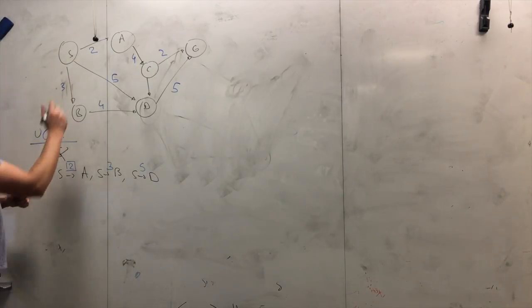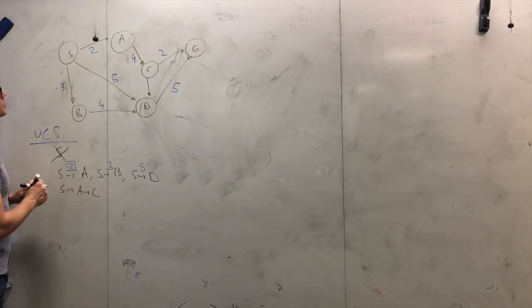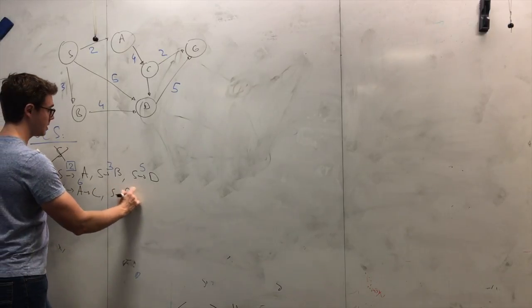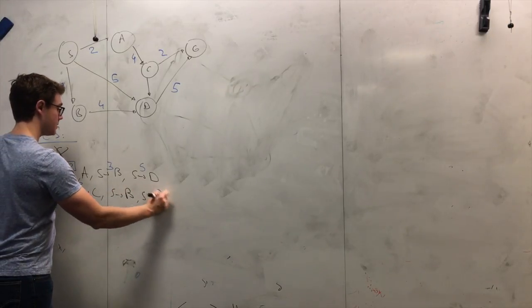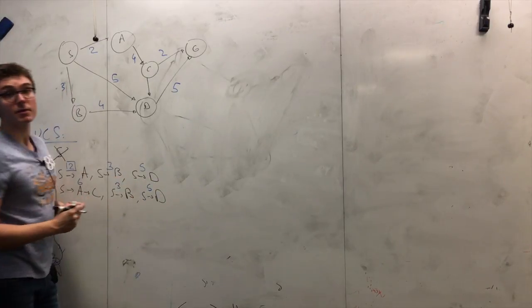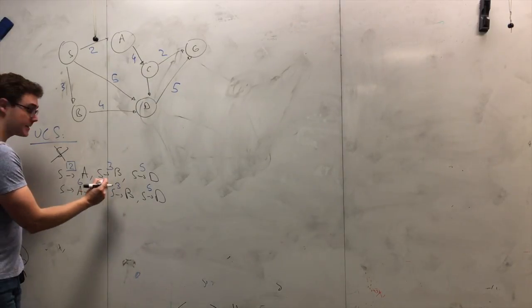So S to A, we expand. We get S to A to C. And the cost is 2 plus 4, 6. We keep track of the previous elements in the fringe. So S to B with a cost of 3 and S to D with a cost of 5. And now we select the element with the lowest cost.